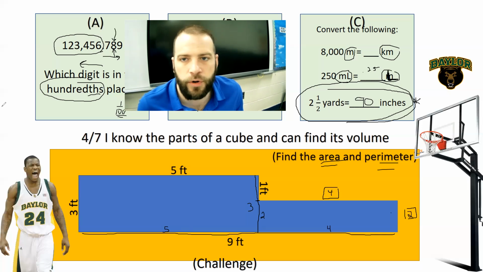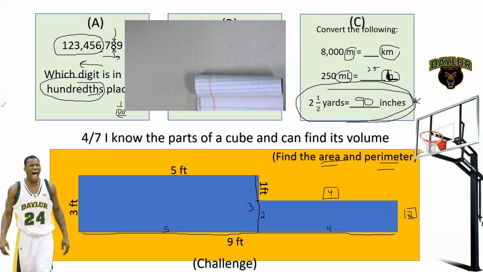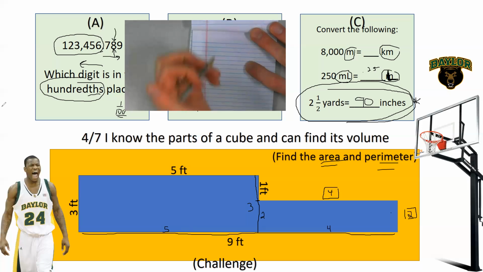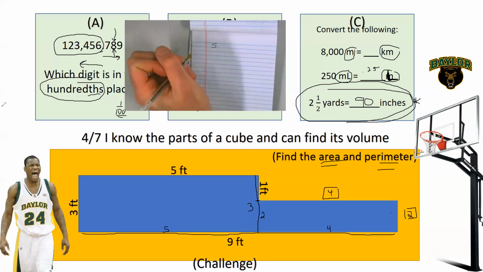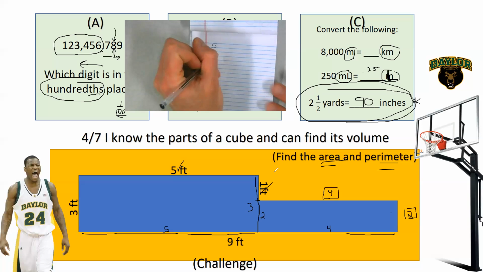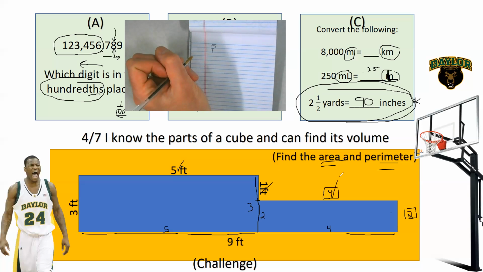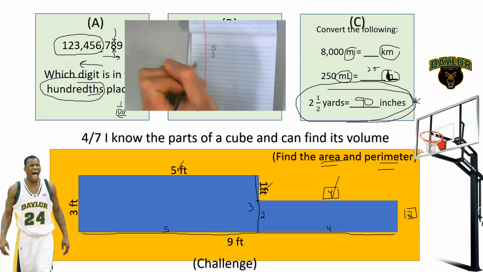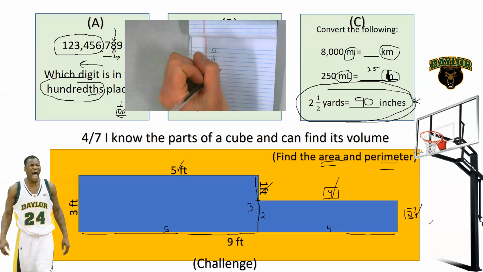The perimeter would be 5. Make sure I check these out, because remember, when you find perimeter, you measure the outside. 5 plus 1 plus 4 plus 2, and then the whole bottom is 5 plus 4, which is 9.